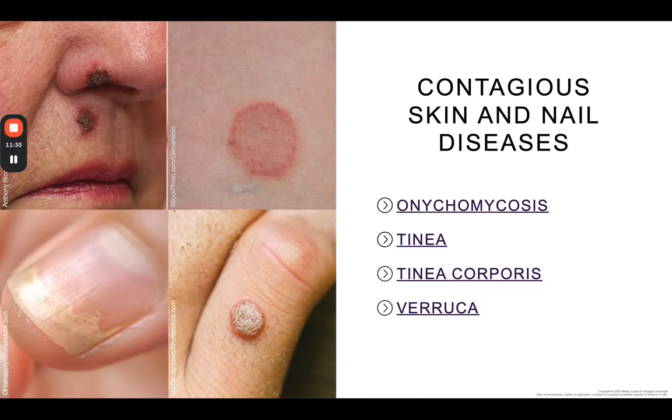Then we have tinea corporis, or that's tinea and tinea corporis. So just know that tinea is a fungal infection, so I do want you to write that in your notes. Fungi feeds on proteins, carbohydrates, and lipids in the skin. Tinea pedis is athlete's foot. So it's a fungal infection that can be treated with antifungal topical powders, sprays, or creams.